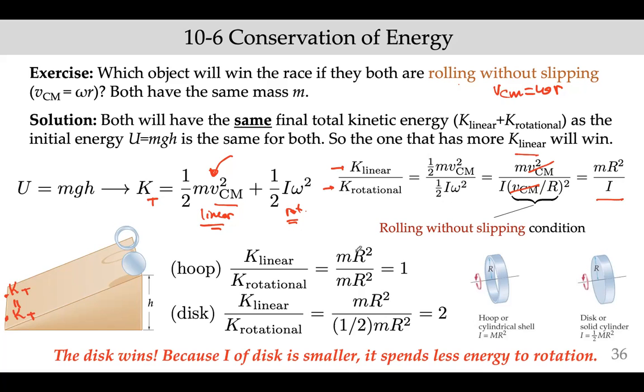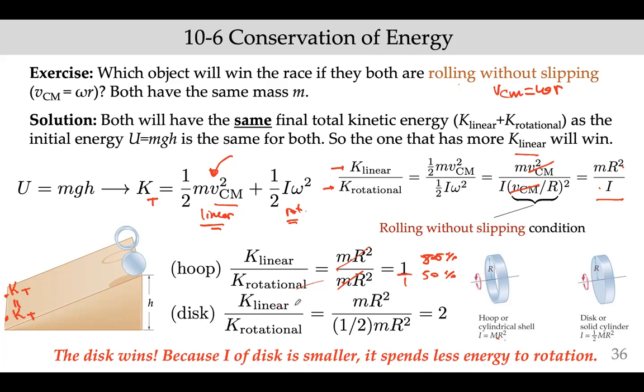So that ratio for the hoop is, well, m r squared. What is I for the hoop? It's m r squared. So these cancel each other and you find 1. So that means the hoop spends 1 unit of energy on linear and 1 unit of energy on rotational. So you can think of it as 50% of the total energy goes to linear and 50% of the total energy goes to rotational.